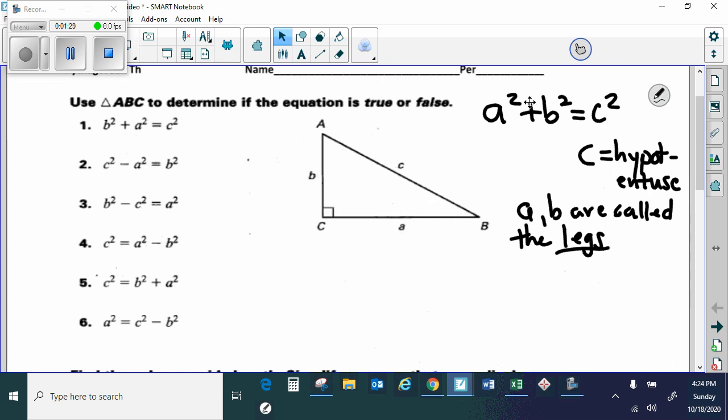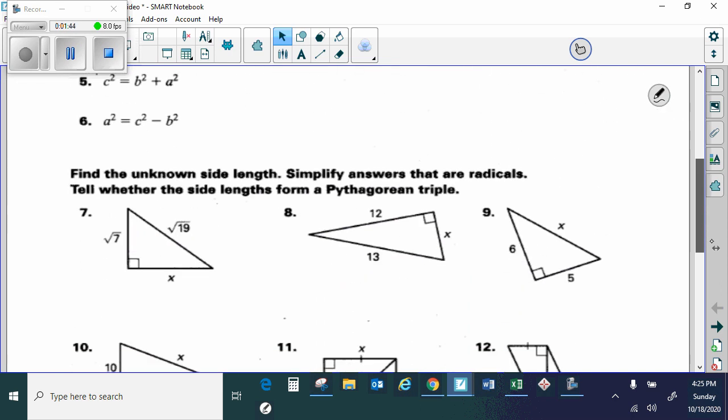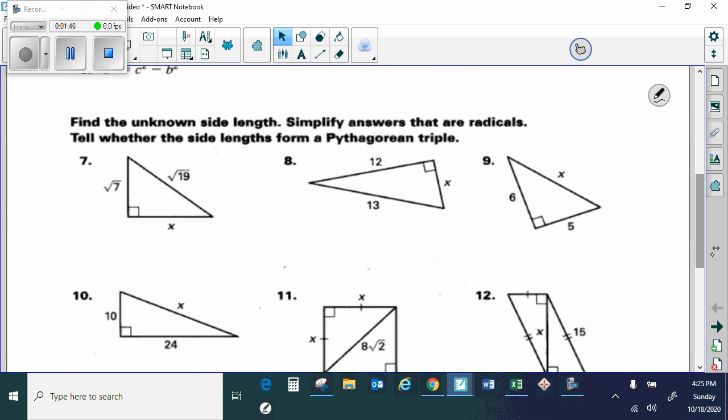All right, so here you're just checking to see which one of these is true or false. How can I manipulate this Pythagorean theorem in different ways to see if it's false or true? This next section here says find the unknown side length, obviously the x. Simplify answers that are radicals.